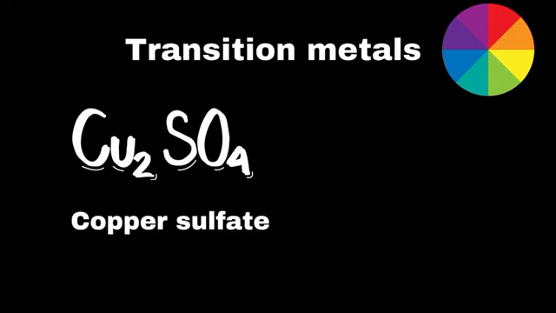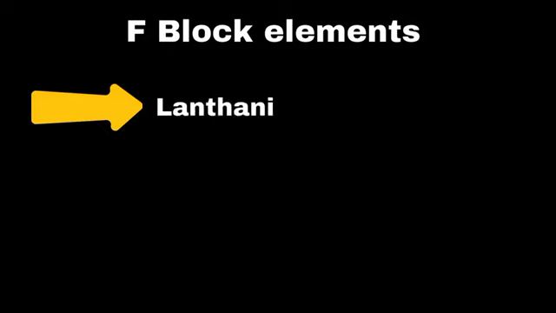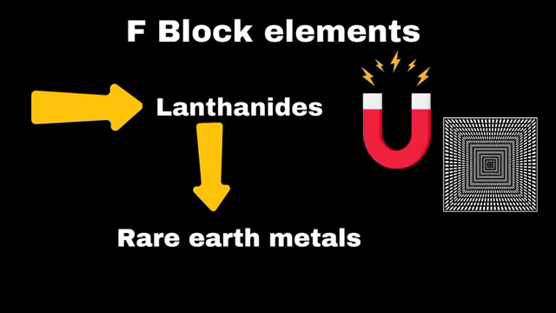The F block elements are located at the bottom of the periodic table and include the lanthanides and actinides. These elements have electrons filling the F orbital, giving them unique properties. Lanthanides, often called rare earth elements, include cerium and neodymium. They are known for their magnetic and optical properties and are used in products like magnets, lasers, and rechargeable batteries.